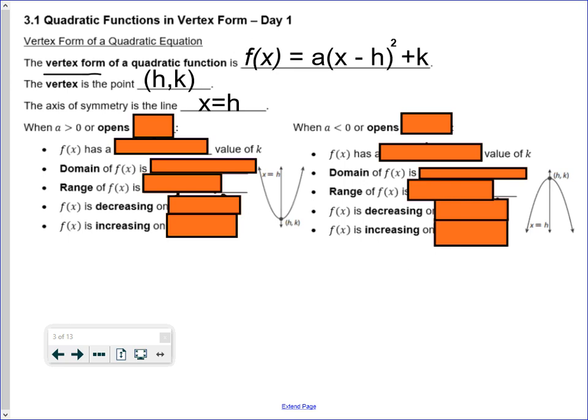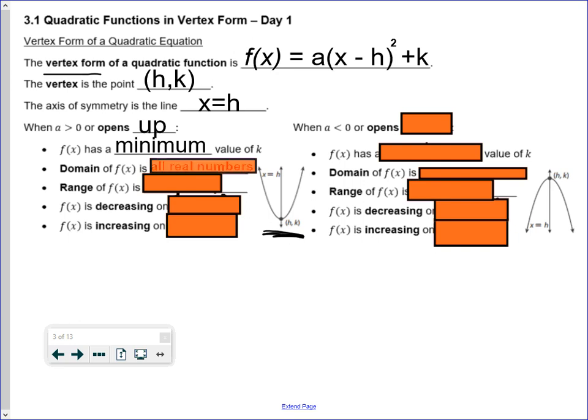So when a is greater than 0, or when it opens up, we can see what that looks like right here on the side. That right there is what a quadratic function is going to look like when it's opening up, more or less. We can see that f of x has a minimum value of k. That vertex is our minimum value. It's the smallest point of the whole graph. And since it's the smallest point of the whole graph, its y value is the minimum value of k.